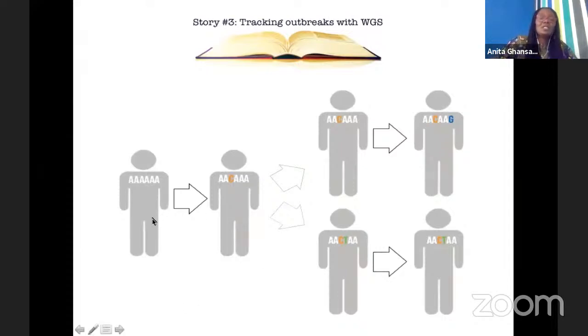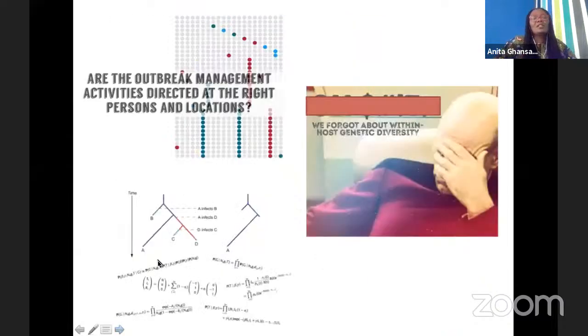We also think that we can use whole genome sequencing to track outbreaks. So we follow an individual in the population who is infected. We see how the next person is also infected and how it is spreading in the population. There are some changes in the pathogen. We can see that there is a new variant in the pathogen. However, at this stage, we are just tracking the infection. We can go further to use this to manage the outbreaks, to see whether the activities are directed at the right persons and at the right locations.